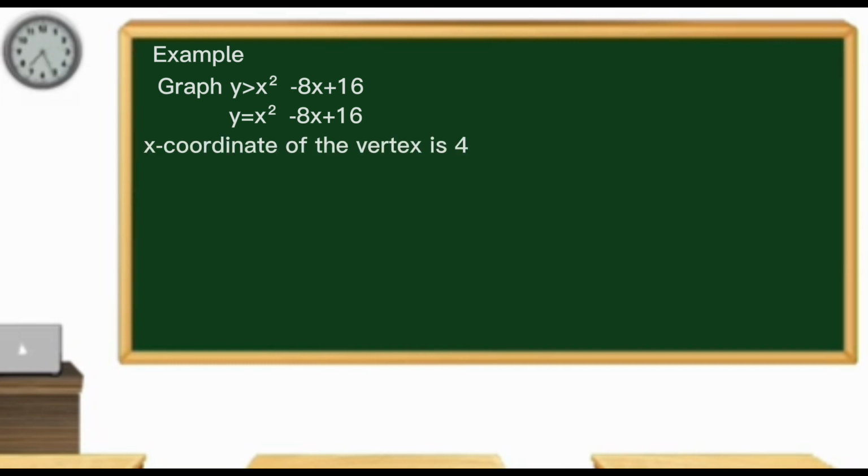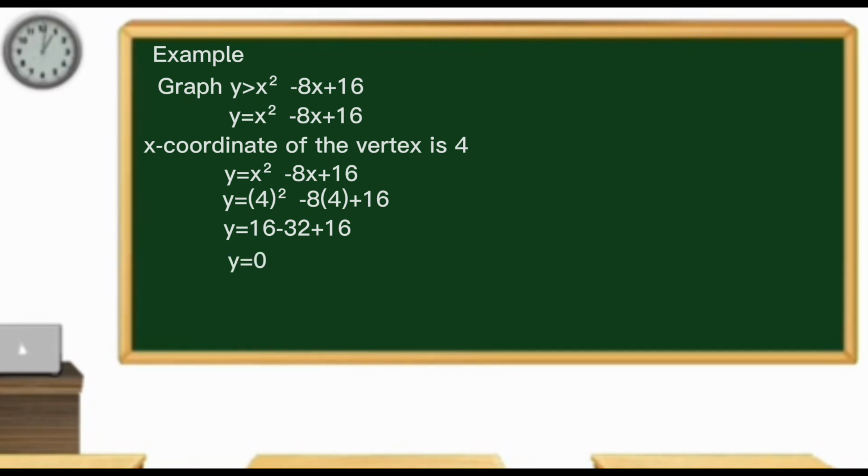Plugging in this x value into y is equal to x squared minus 8x plus 16, we get y is equal to 4 squared minus 8 times 4 plus 16. Y is equal to 16 minus 32 plus 16, and we get y is equal to 0. So, the vertex is at 4, 0.